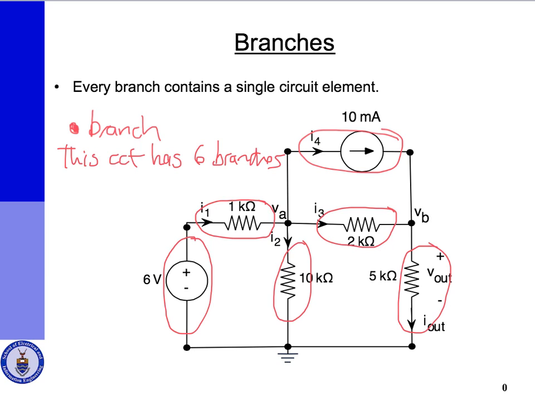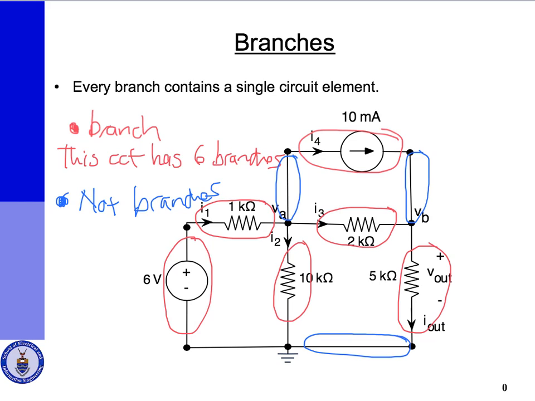There are bits in a circuit that look a bit like a branch, but they are not branches, and they are just drawn in for convenience so that the circuit will look neater, and I'm going to mark them in blue. So the bits in blue are not branches. This piece in here doesn't contain a circuit element. It's just been drawn in for neatness and convenience. So that is not a branch. And this is not a branch. And this is not a branch. And this is also not a branch.